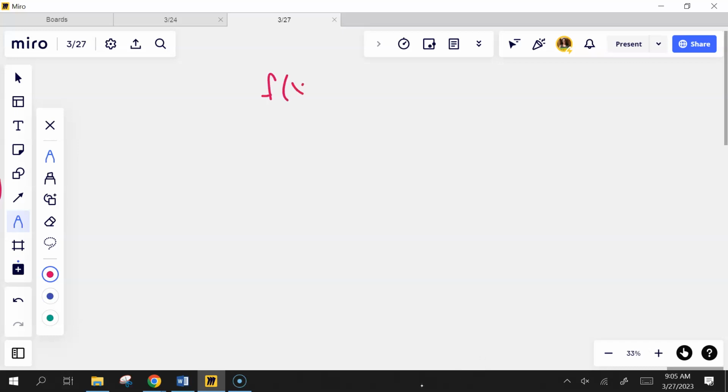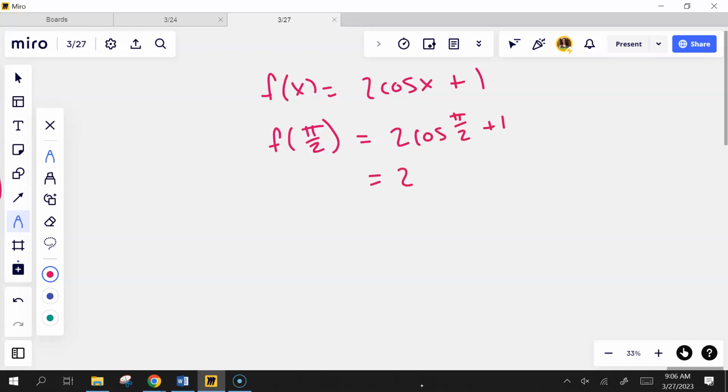f of x is 2 cosine x plus 1. What is the approximation for f of 1.5 found using the tangent line to the graph at x equals pi over 2? So the first thing I'm going to do, it says tangent line, I need a point and a slope, right? Point would be f of pi over 2. Don't worry about that f of 1.5 yet. That's what I'm going to approximate. First thing I'm going to do is find the point. What's the cosine of pi over 2? 0. All right, so your point is pi over 2, 1.